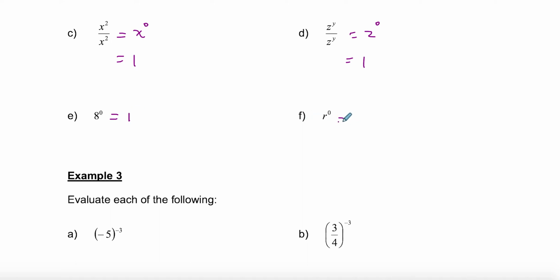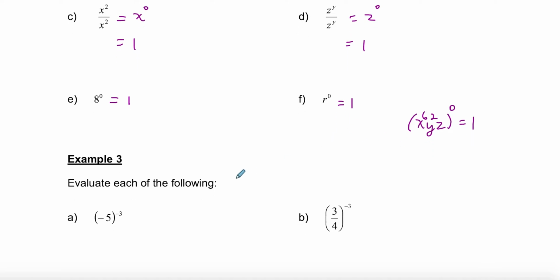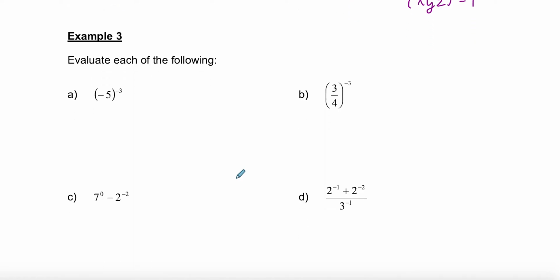R to the exponent 0 is 1. You could have some really big expressions, and these could all have exponents. It doesn't matter. If it's to the 0, anything to the 0 is 1. So that's something you'll have to remember as well. And then a few more questions here.